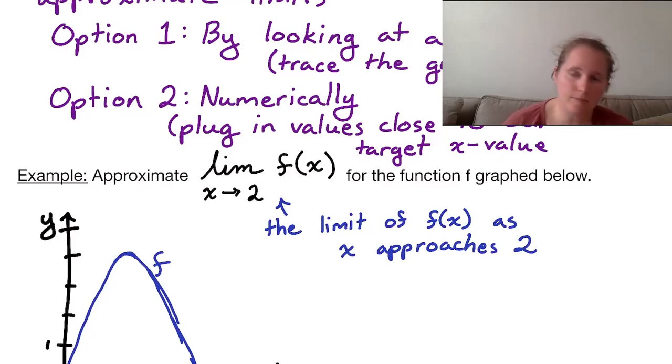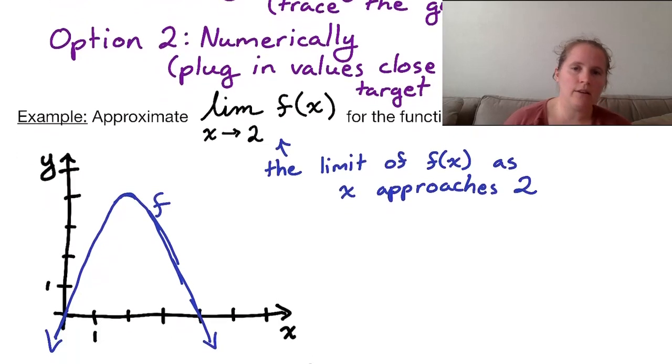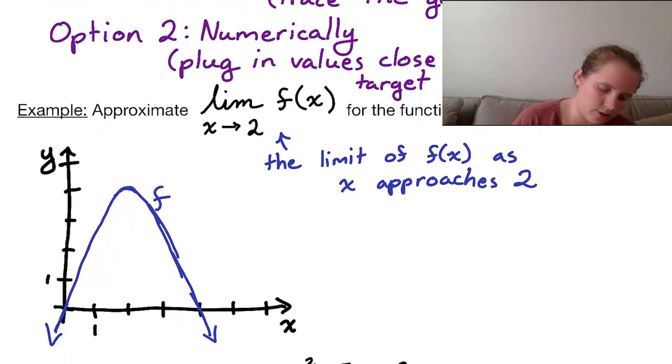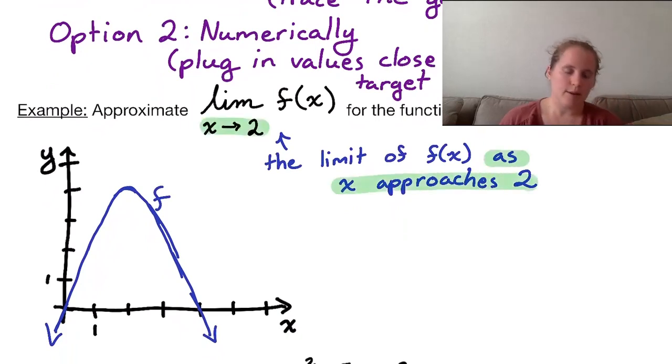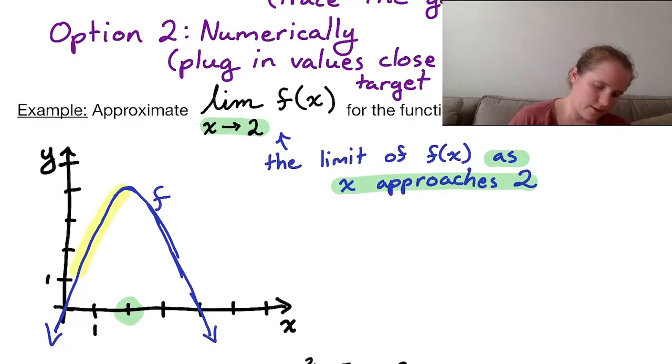We were supposed to approximate the limit of f of x as x approaches 2 for the function f graphed below. So let's take a look at this function. We're targeting x approaching 2, so that's down here. We are just going to trace along the graph and see what happens as we get close to x equals 2. Here we're tracing along the graph, getting close to x equals 2, and it looks like we're at about y equals 4.